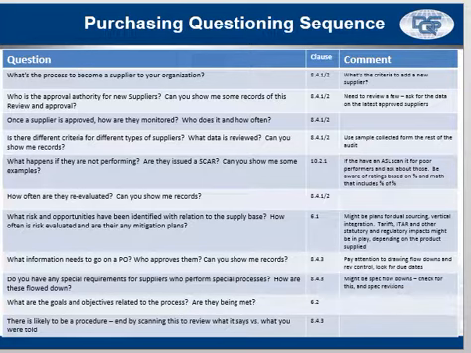I like to give you guys a sequence. It always starts with what's the process to become a supplier to your organization. That's the equivalent of how do you get on the list. Who's the approval authority? Can you show me some records? Again, the year of sampling.